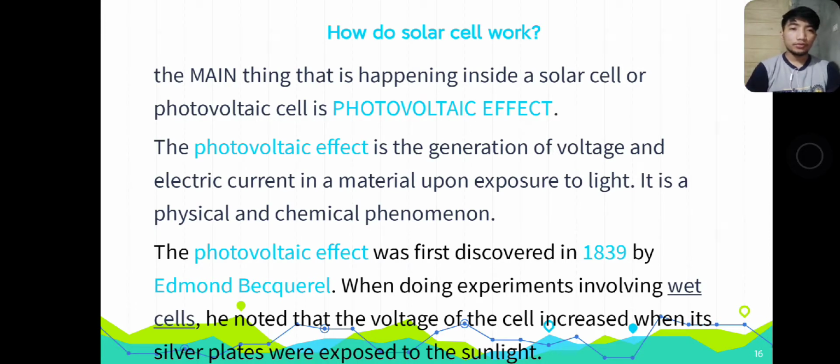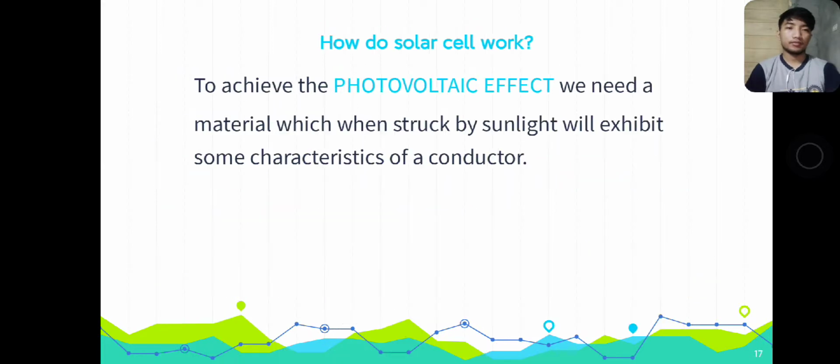So yung solar cell, siya yung dahilan kung bakit nagge-generate ng electricity pagka naarawan. So yung process naman na nangyayari sa loob ng solar cell is what we call the photovoltaic effect. So to achieve the photovoltaic effect, we need a material which, when struck by sunlight, will exhibit some characteristics of a conductor.